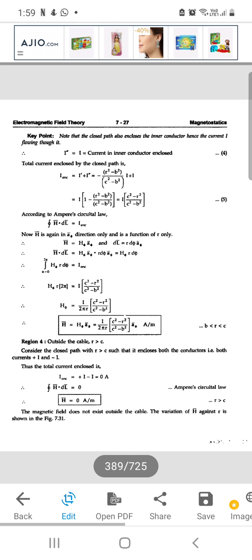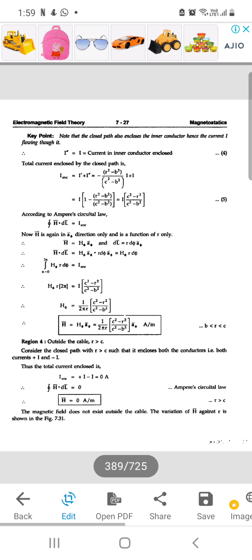According to Ampere's circuital law, line integral H dot dl is equal to I enclosed, that is the current enclosed by the path. Now here also H is again a function of A phi alone and R alone. So H is equal to H phi A phi and dl is equal to R into d phi A phi. So while taking dot product, you will again get H dot dl is equal to H phi into R d phi, which can be equated to I enclosed over the path phi from 0 to 2 pi.